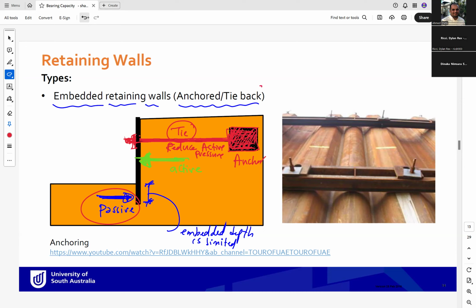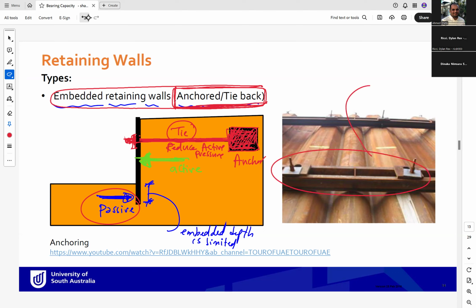Okay, so in some cases we can have an embedded wall with an anchor tieback. If you have a look here, this is the anchor or the tie connection to the wall or to the sheet pile. So this is the sheet pile and this is the connection. It is just a look from this side.